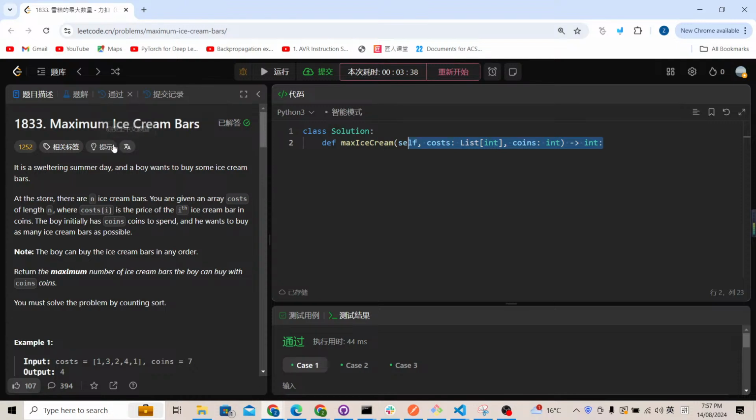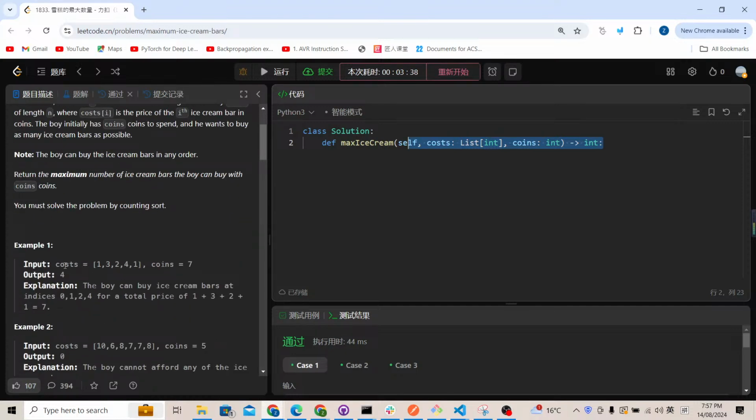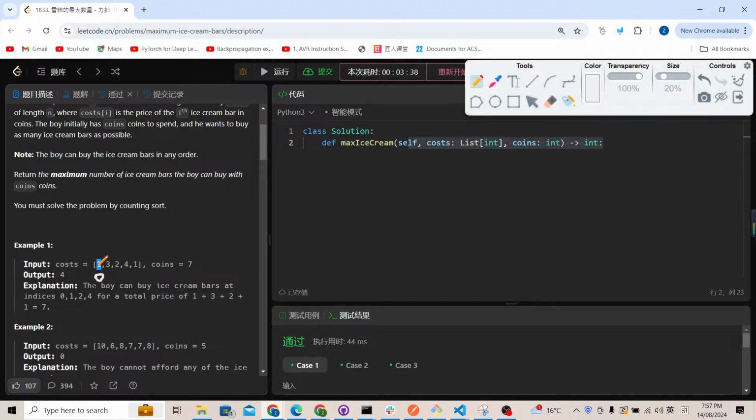Problem 1833, maximum ice cream bars. So the problem is just straightforward. We are given a cost array. The value just means the cost of this ice cream. For example, for the index 0 ice cream, the value is 1. For the index 1 ice cream, the value is 3, and then the value is 2, 4, and 1.